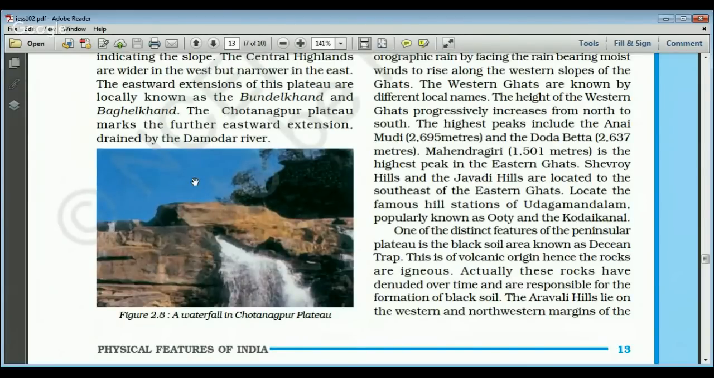So the height of the Western Ghats is highest in the south, and the highest peaks include the Anaimudi, whose height is around 2700 meters, and then Doda Betta. And if you see the highest peak of the Eastern Ghats, it is Mahendragiri. And then the Shevaroy Hills and the Javadi Hills are located in the southeast of the Eastern Ghats.